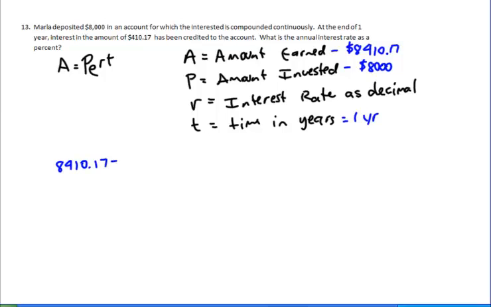8410.17 equals 8,000 times e to the rate, which we don't know, times time, which is 1. So it's just going to be e to the r. And we like that because that's not going to be a challenging thing. And then we need to get the e to the r all by itself, all alone without anybody else next to it. So divide both sides by 8,000.